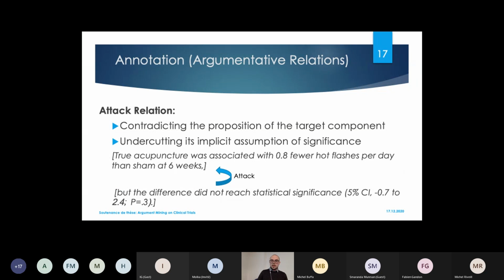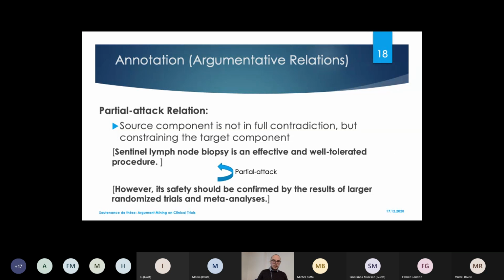And for this, I chose a bipolar argumentation scheme. So this means attack and support relations. And the attack relations mean that one component is contradicting the other component, or that it's undercutting its implicit assumption of significance. So for example, here we can see that the second component states that the results from the first component are not statistically significant. Then in the same direction, but not in full contradiction, we have the partial attack relation, which is more like a constraining or limiting factor.